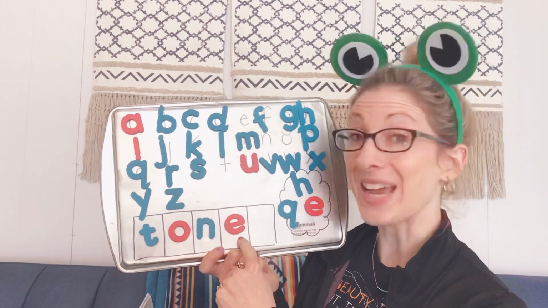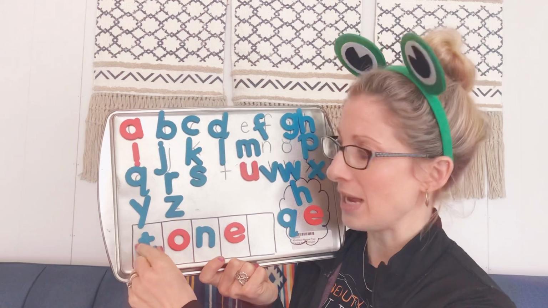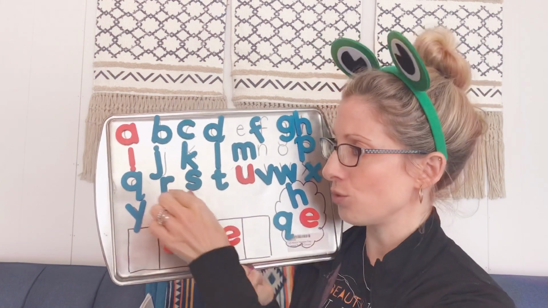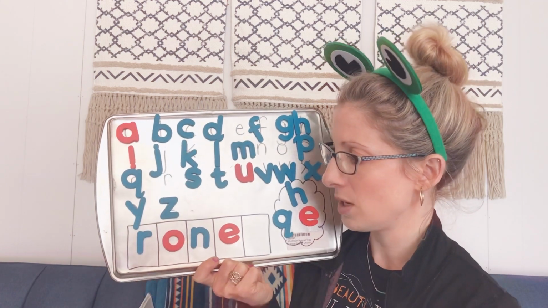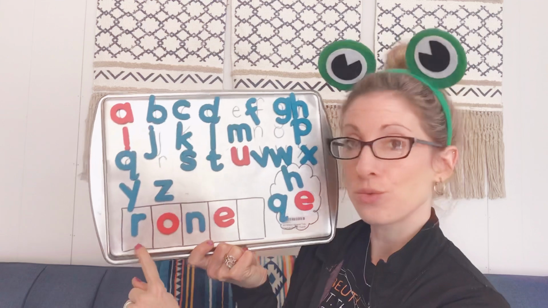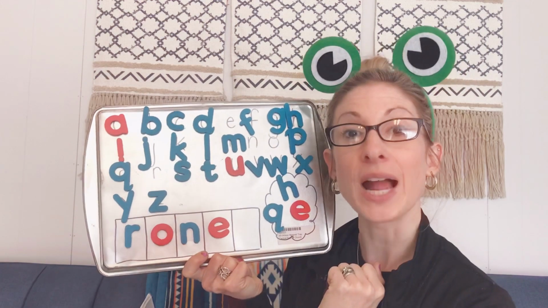O's. That's right. I need to move the T. That doesn't make a sound, so I'm going to move the T. What says the sound? Rose. Uh-oh. I have a letter that's not correct. O's. Which letter is not correct?